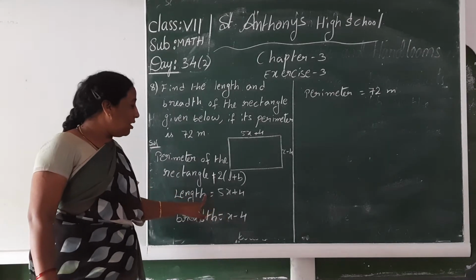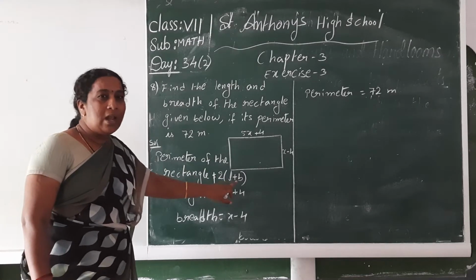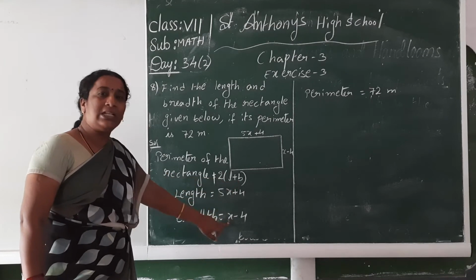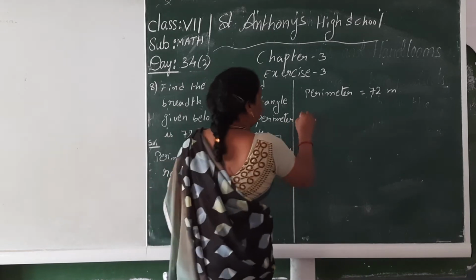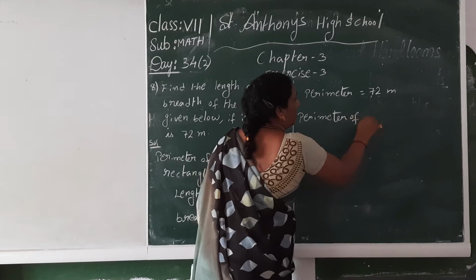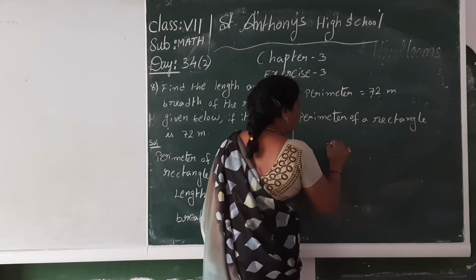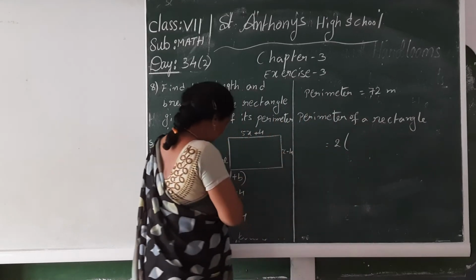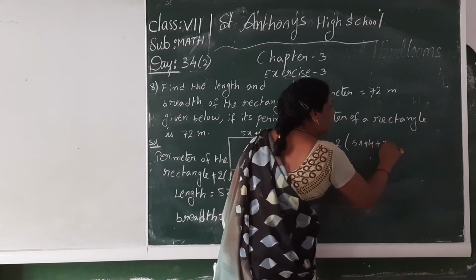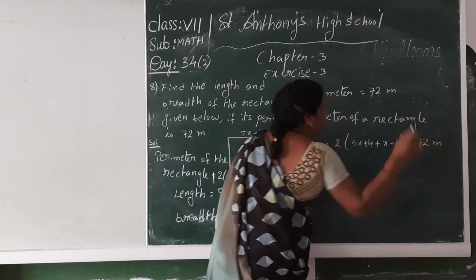Now I have to find length and breadth. Okay, here what is the formula? Perimeter of the rectangle is 2 into (L plus B). Now let us substitute. L is 5x plus 4 and B is x minus 4. Now perimeter of a rectangle is equal to 2 into (5x plus 4 plus x minus 4) is equal to 72 meters.